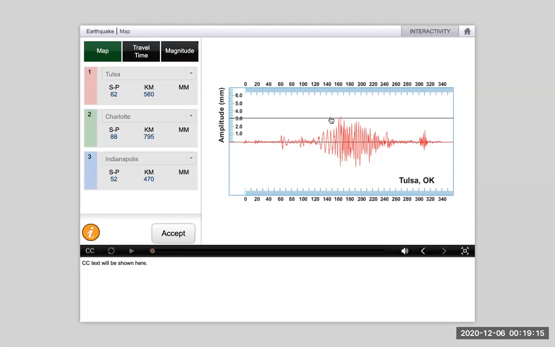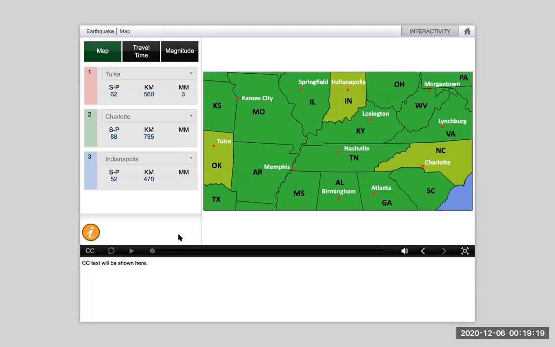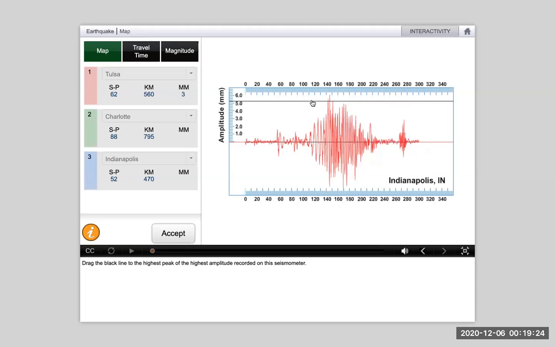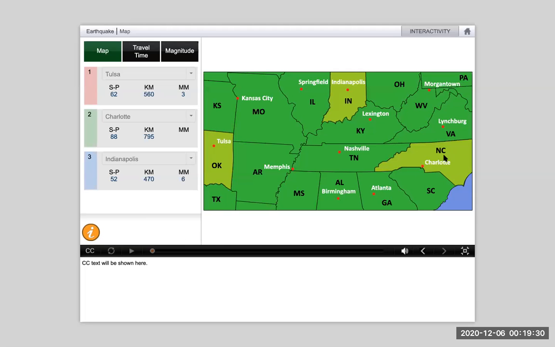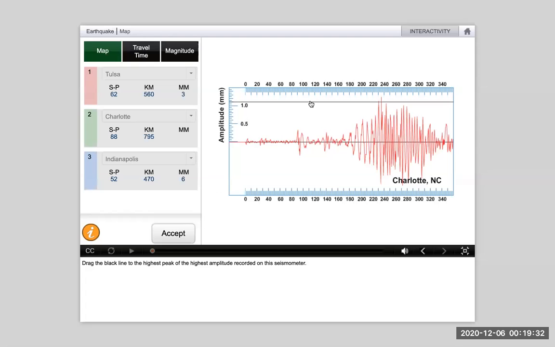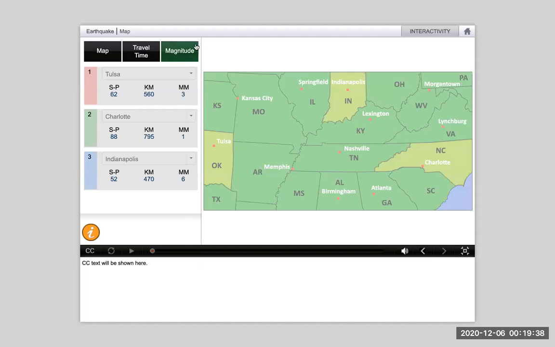So I'm going to bring that line up to the very top of that tallest peak, hit accept, and then do it again for the other seismograph stations. Drag the black line to the highest peak of the highest amplitude recorded on this seismometer. Accept, and then do this. Accept. Now I'm going to click magnitude.